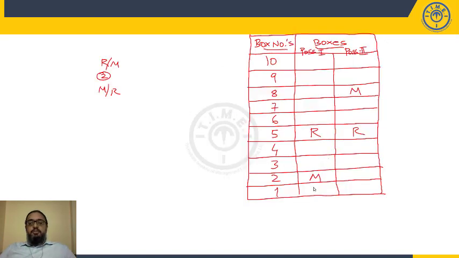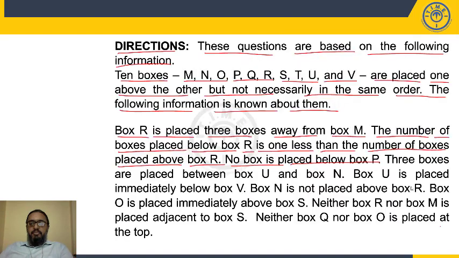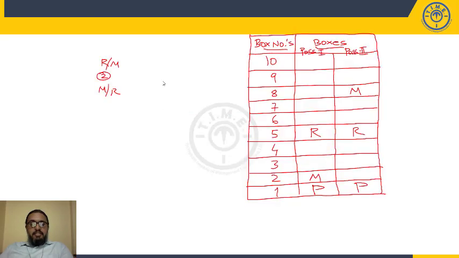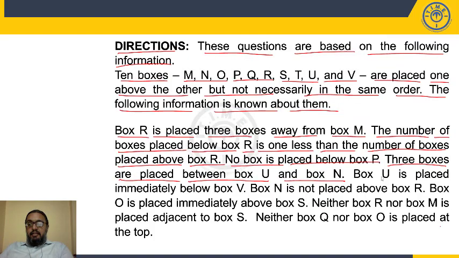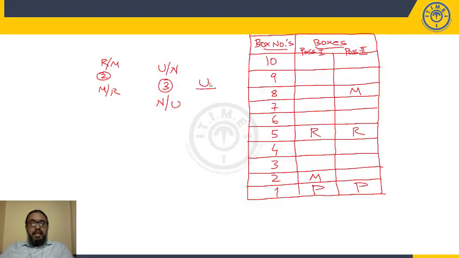No box is placed below P. So no box is placed below P means P will be the first box. So in both possibilities you will have P there. Then 3 boxes are placed between U and N. So he says there are three boxes between U and N. So again, it can be U or N, N or U. Then box U is placed immediately below box V. So U is placed immediately below V, he says.